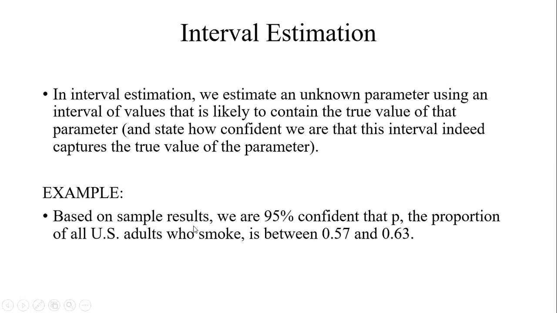Based on sample results, we are 95% confident that p, the proportion or probability of all US adults who smoke, lies between 0.57 to 0.63. If someone can calculate it and say the probability of adults who smoke in the US is 0.5, then that value should lie between 0.57 and 0.63. Now interval estimation is a range. We use two options here: upper limit and lower limit.